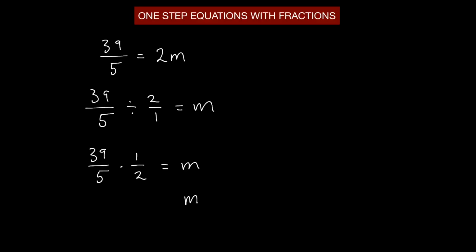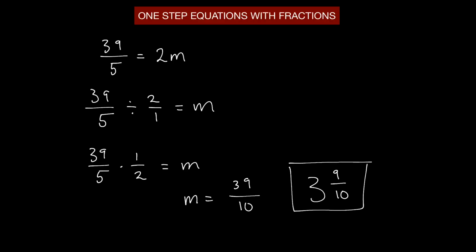So we're going to say m equals 39 times 1 is 39, 5 times 2 is 10. So m equals 39 over 10. Now to change this into a top-heavy fraction, 10 goes into 39 3 times with 9 left over. So we're going to call this m equals 3 9/10. Final answer.